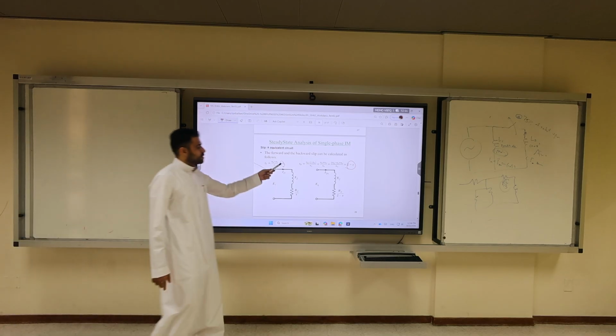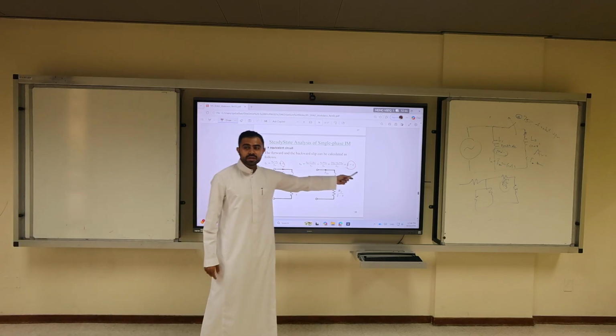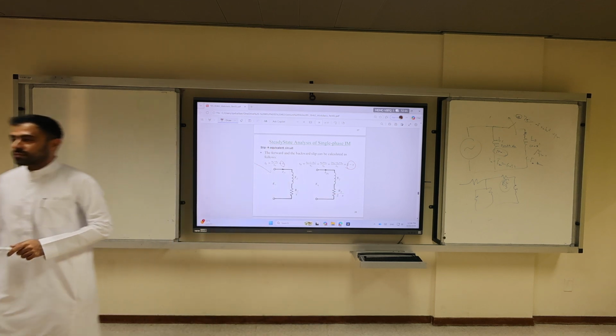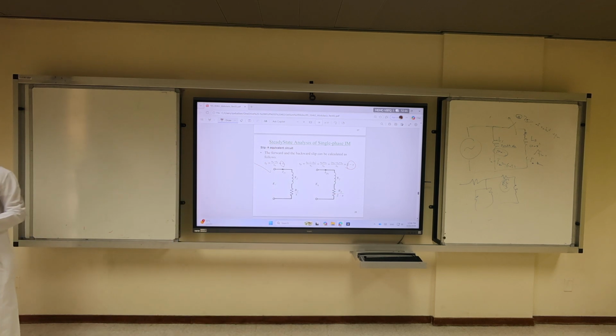If I give you a question on a single phase motor, what is the forward slip? It's the regular slip. What is the backward slip? It's 2 minus the regular slip. So I have 2 slips for a single phase induction motor. So that's why controlling them is challenging.